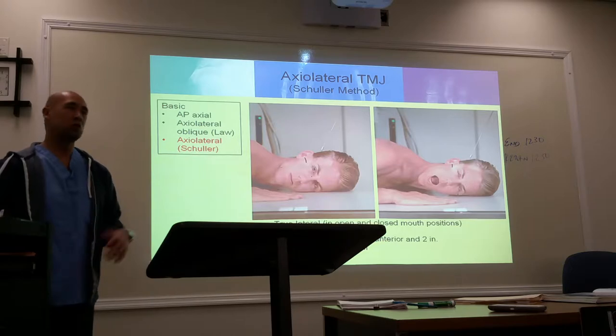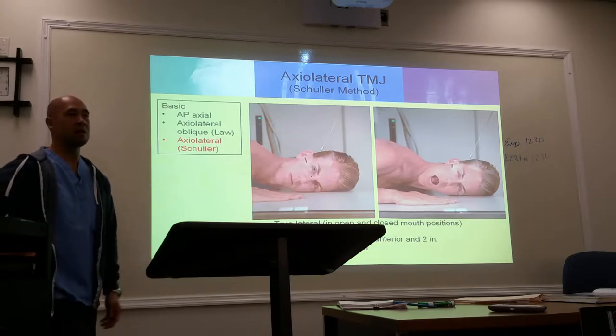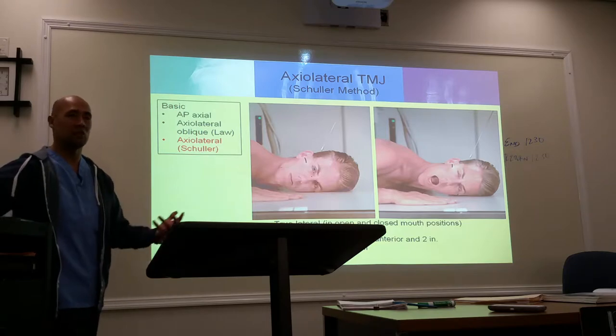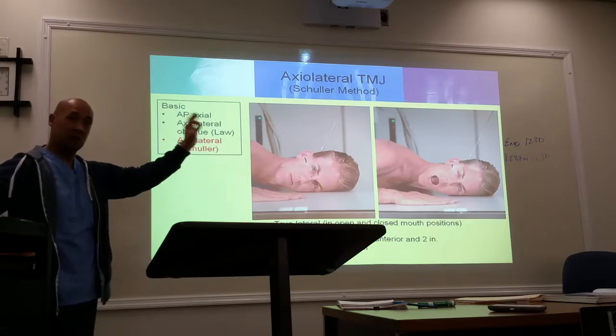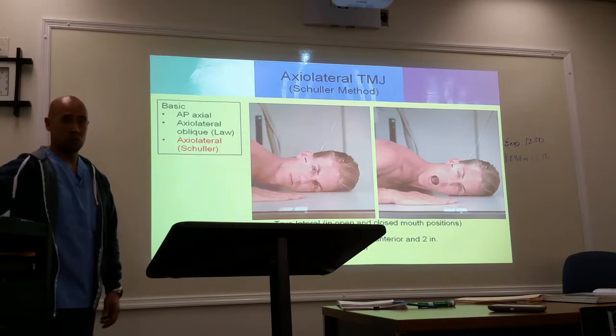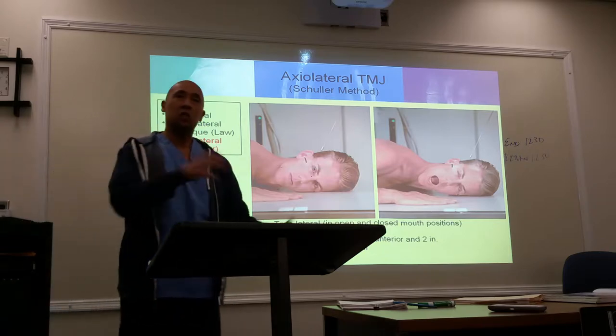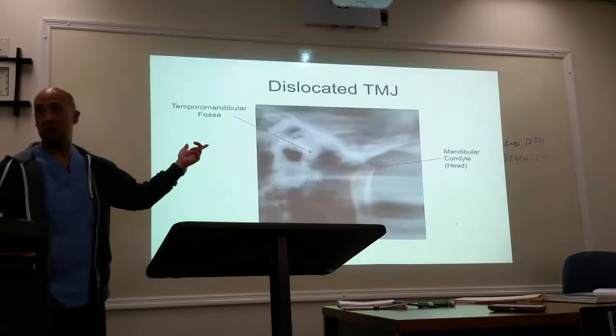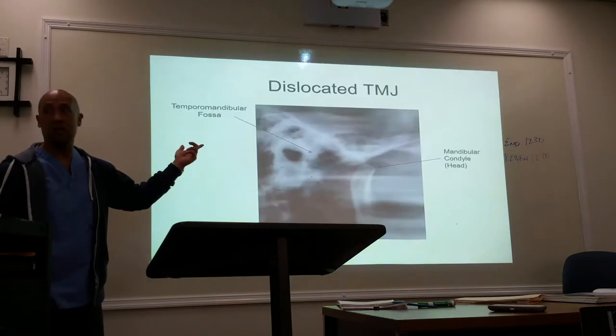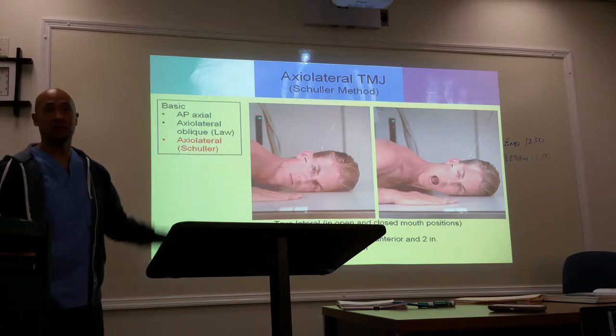This is the Schuller method. So true lateral position with approximately 30 degree angulation towards the caudal angle. What's the difference between using one or the other? Nothing, really. With the steeper angles, you're going to cause a little bit more distortion. Because steeper angles cause elongation of the anatomy, so there's going to be slight distortion. But when we are doing TMJs, we're not doing one or the other. You're doing both the modified Law and this one. It's part of the series.